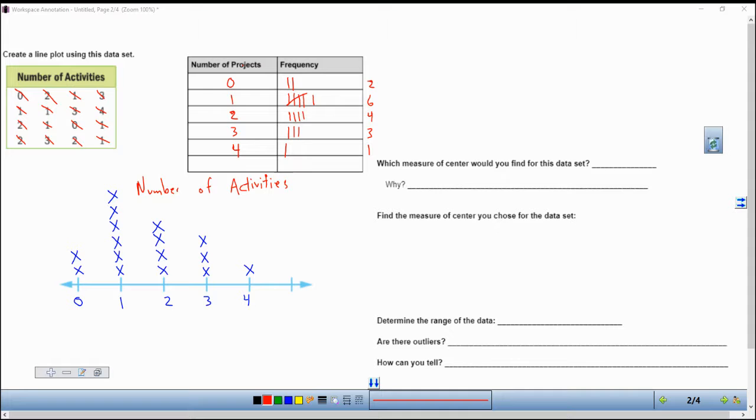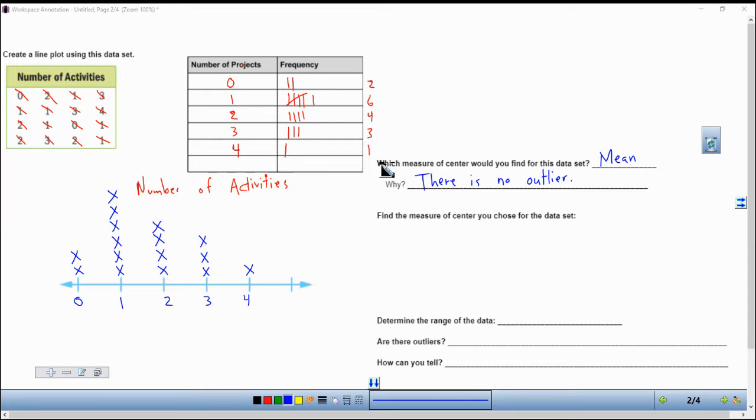Well, what measure of center would we use? To answer that question, we're going to look at the data. Are there any numbers here that are outliers, that are really, really far from the other numbers? No. So because there are no outliers, we're going to use the mean. Why are we using the mean? The reason is that there is no outlier. All the data is really, really close together.